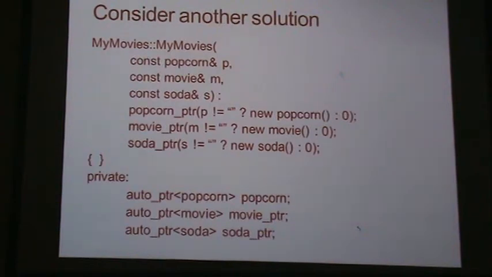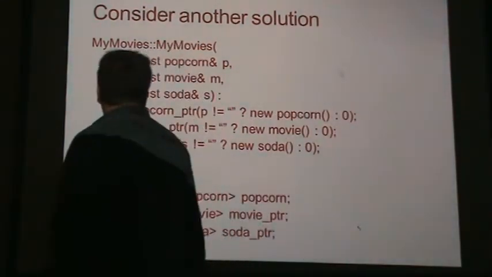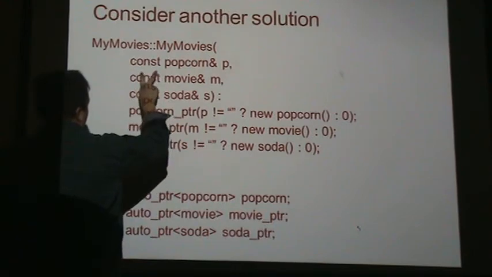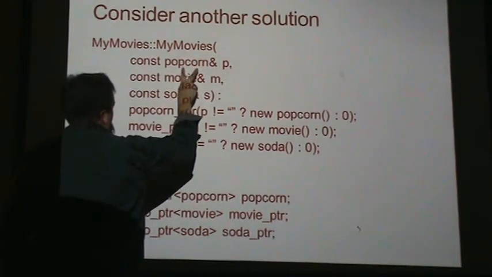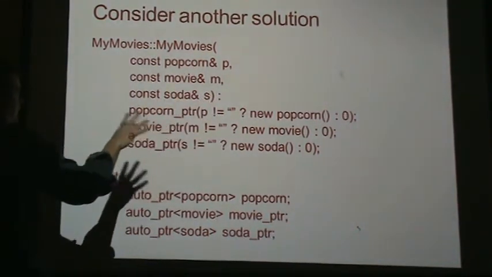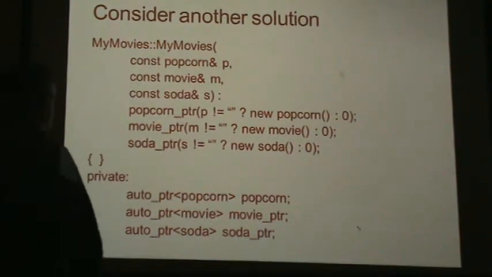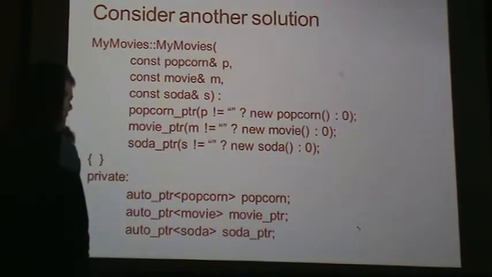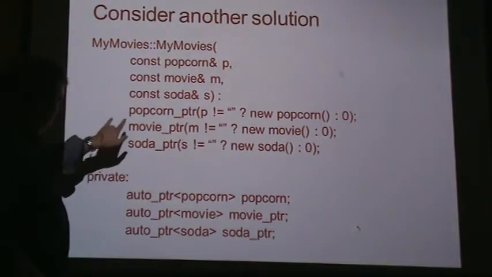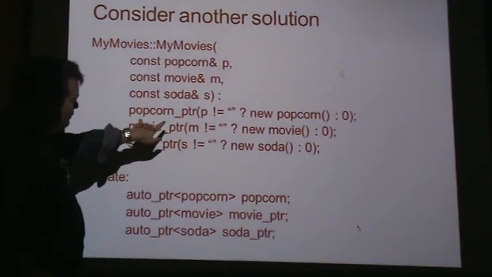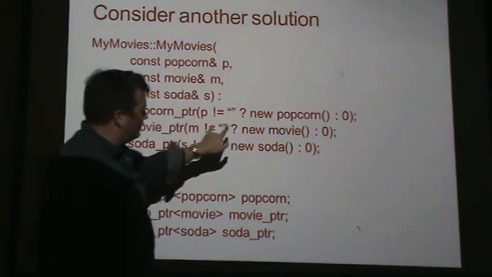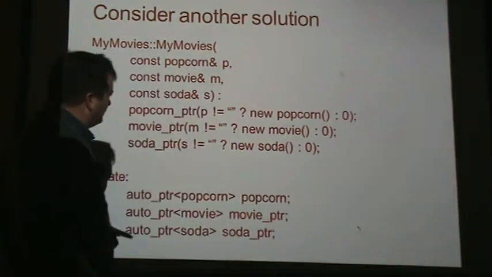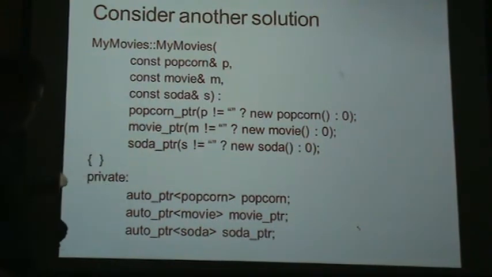So this is probably one of the hardest things to do when you start constructing objects, and we had constant pointers. We're now going to say the popcorn is a constant reference. We're going to get passed into us popcorn, movie, and soda information on how to create these things. We'll get these passed in as references, and then we're going to say if the popcorn pointer that was passed into us is not null, then we're going to call new to make a new piece of popcorn, new movie, new soda.